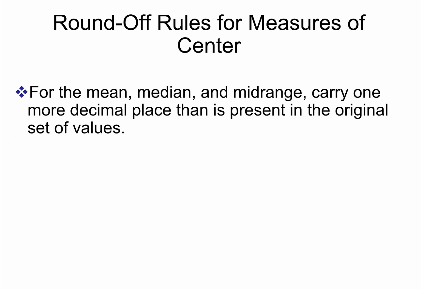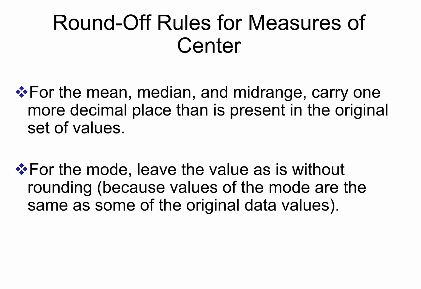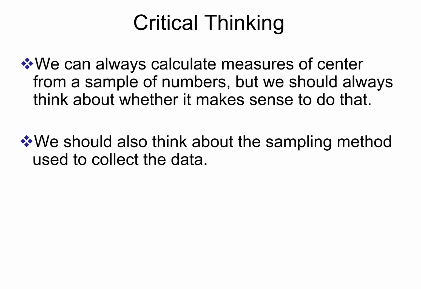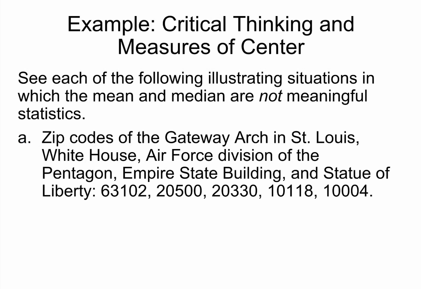For the mean, the median, and mid-range, carry 1 more decimal place than is present in the original set of values. I mentioned this before. For the mode, leave it as it is unless you're having to do a calculation if you have an even number of values. We can always calculate measures of center from a sample of numbers, but we should always think about whether it makes sense to do that. We should also think about the sampling method used to collect the data. So for instance, in some of these situations, the calculations are not meaningful.